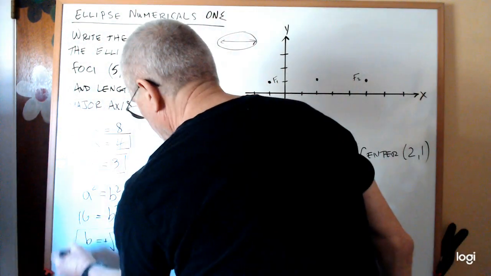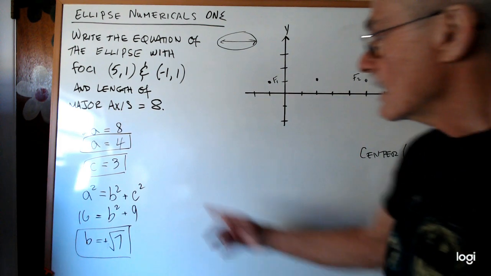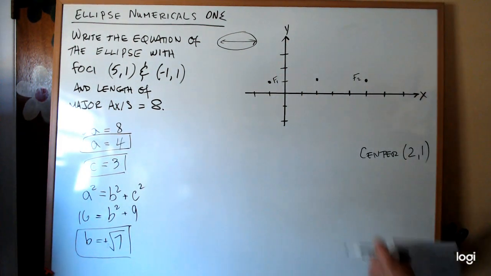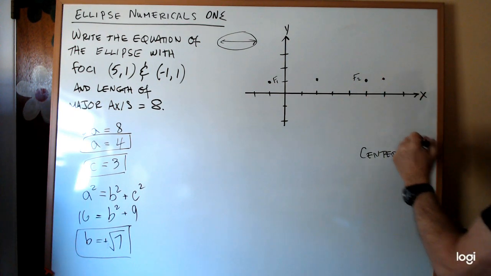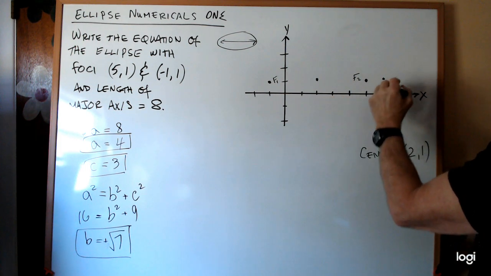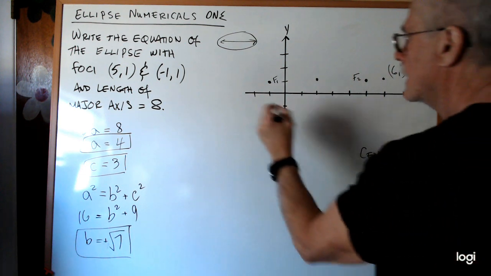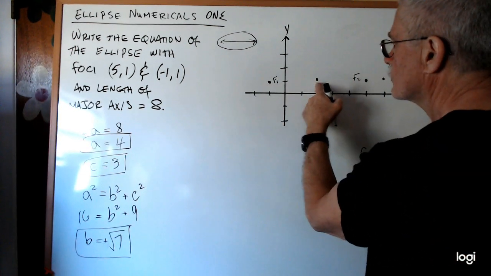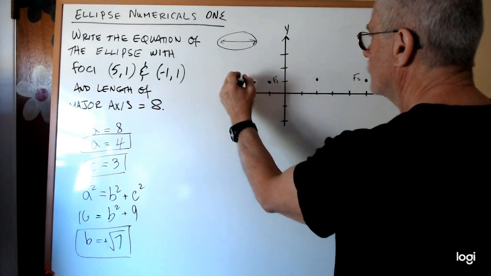So we need to find a, b, and c. Keep in mind, we can also find the endpoints of the major axis very easily. That's the value of a. So we go from the center and count 4 units. This will take us to the point (6, 1). So we're going to have a vertex at (6, 1). And you go 4 units from the center in this direction, and you get (-2, 1).